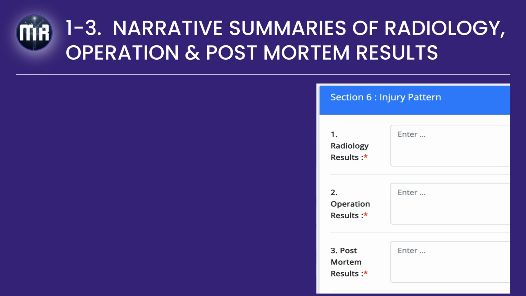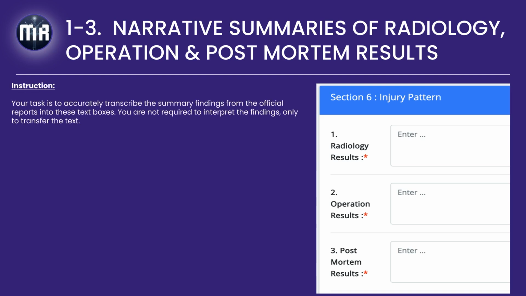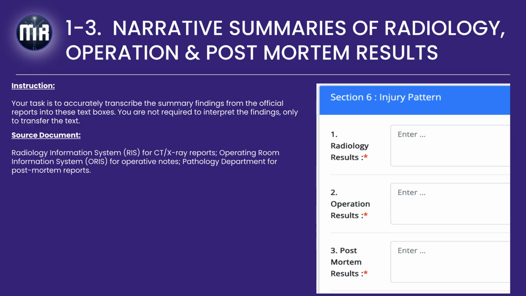For fields 1, 2, and 3, your task is to accurately transcribe the summary findings from the official radiology, operation, and postmortem reports into these text boxes. You are not required to interpret the findings, only to transfer the text accurately. Your source documents will be the Radiology Information System, RIS, for CT and X-ray reports, the Operating Room Information System, ORIS, for operative notes, and the Pathology Department for postmortem reports.